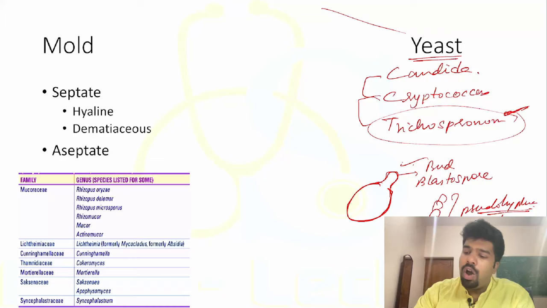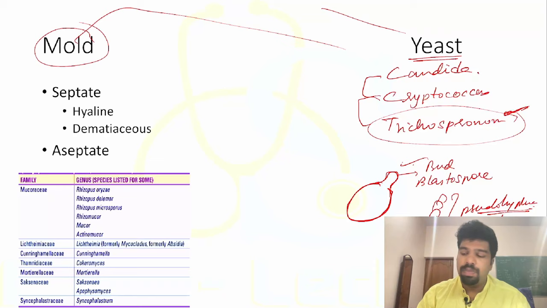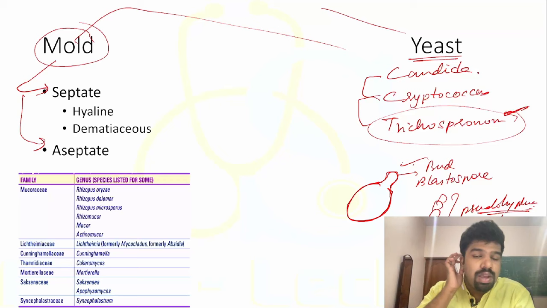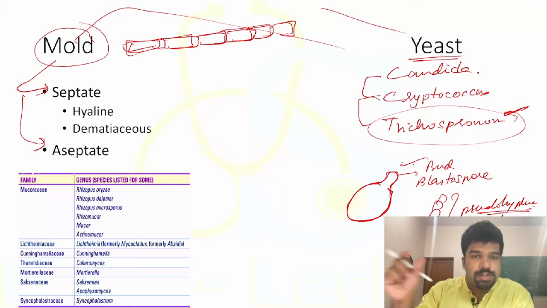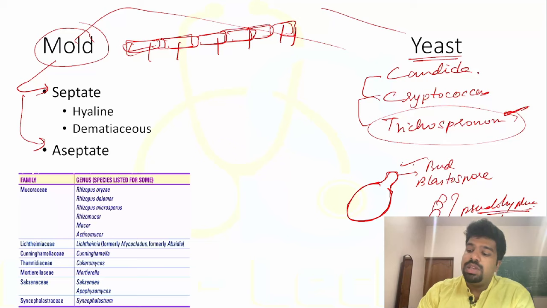On the other hand, you have molds. These are a very large and diverse group of fungi. Now, bear with me that molds can be differentiated into septate and aseptate. Molds basically have elements of serially arranged mycelium. This is called a mycelium. These elements can be spores themselves. These can individually be spores. So these are all septated, and each one has one nucleus.